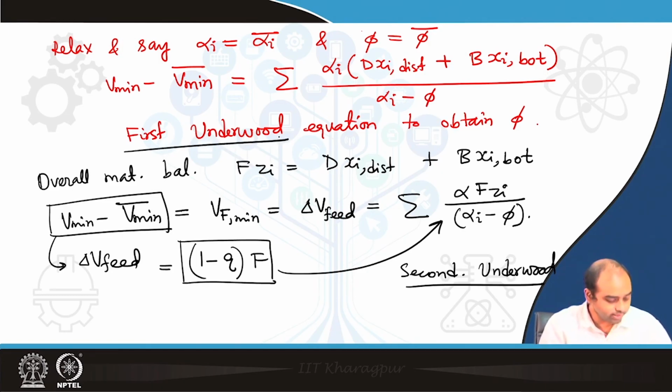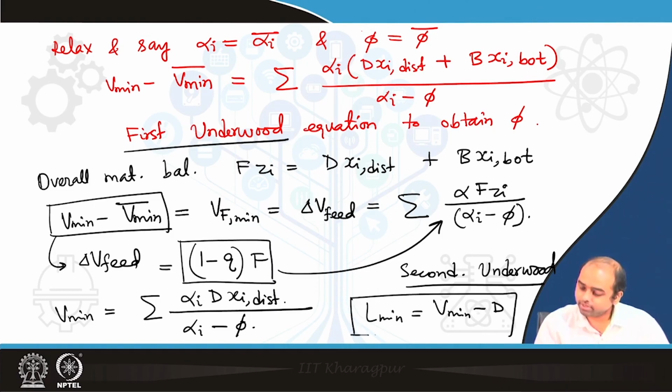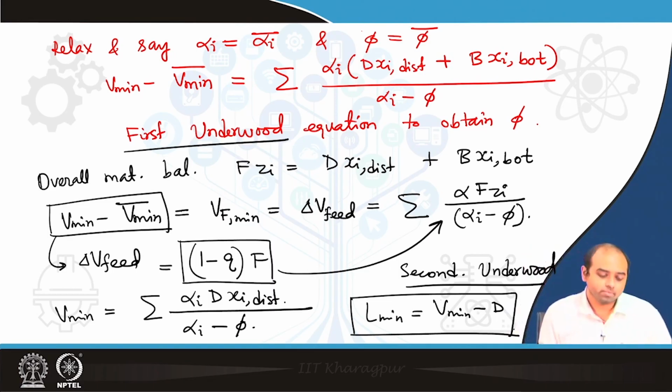And then once you are able to calculate your phi, you already know this relation that V min is this quantity divided by alpha i minus phi. So you already know phi from this, and then you can work out your V minimum. If you know V minimum, you can also calculate your L minimum, which is V minimum minus D, right? In this way you can work out the reflux ratio for the problem, isn't it? Reflux ratio is nothing but L by D. That is something you can work out.